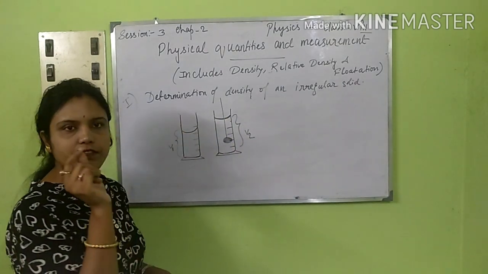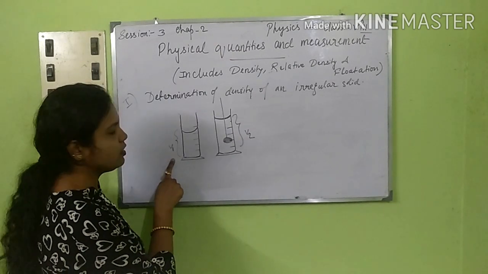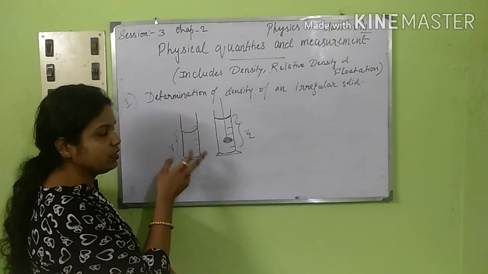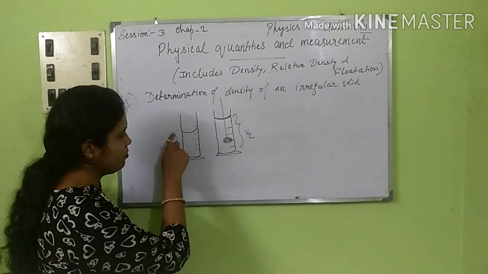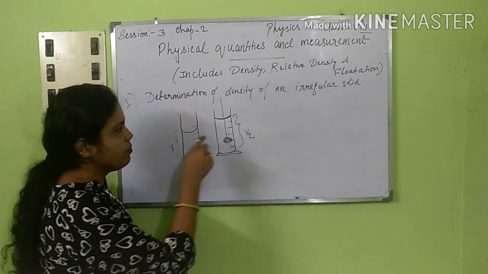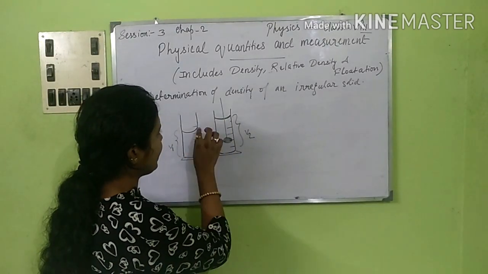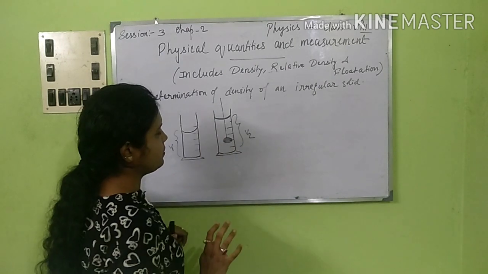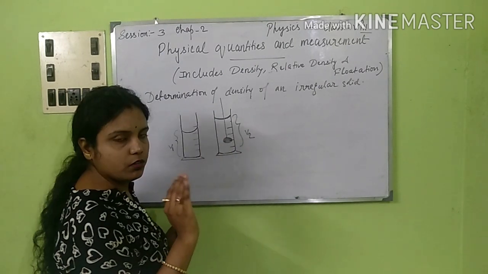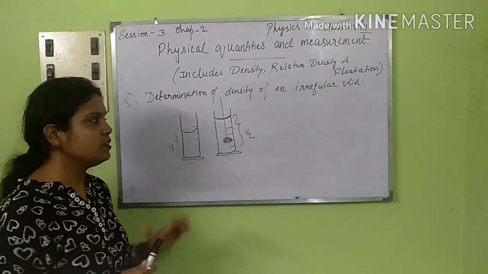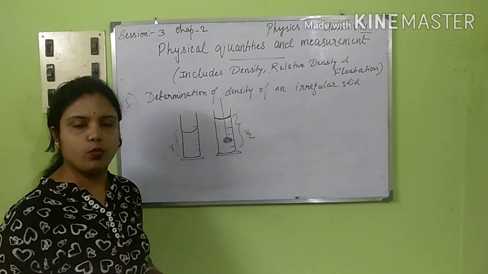Now there is one difference that you can see, that in this particular beaker, the cylinder, the volume I have measured is V1. But in this case it is V2. And there is a small rise in the level of the water. So what is the reason that there is an increase in the level of the water?